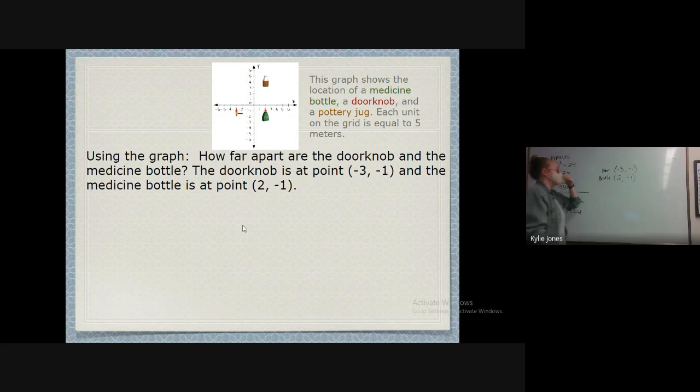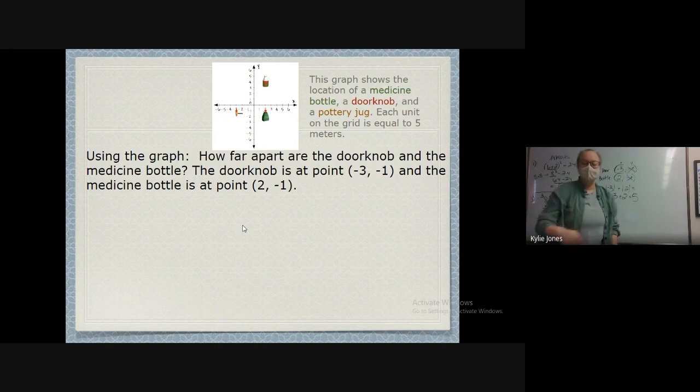Good. Good. Look at our ordered pairs. The y's are the same, so we can cross them out. And then do the absolute values of the x's. What's the absolute value of -3? 3. Plus, what's the absolute value of 2? 2. What's 3 plus 2? 5. So these things are 5 units apart on our graph if we were to graph them.